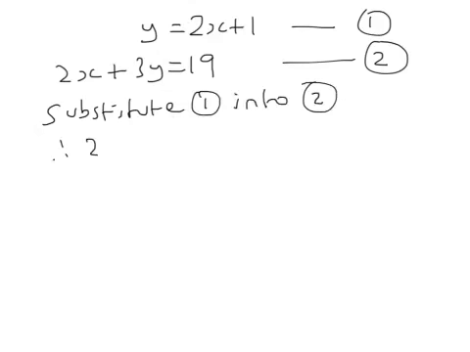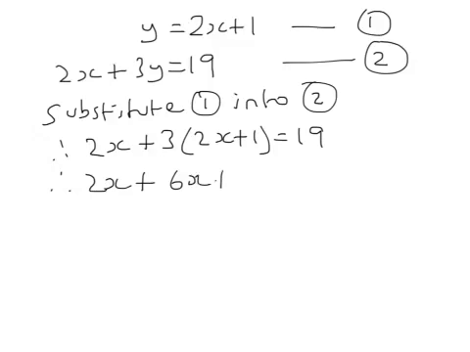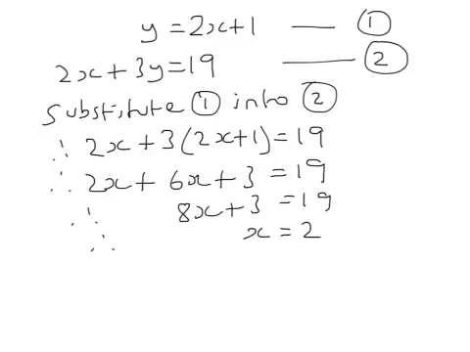So therefore we get 2x plus 3y, but not y because we know y is 2x plus 1, that equals 19. So therefore 2x plus 6x plus 3 equals 19, therefore 8x plus 3 equals 19, therefore x equals 2. Substitute that into equation 1 and I get y equals 5.